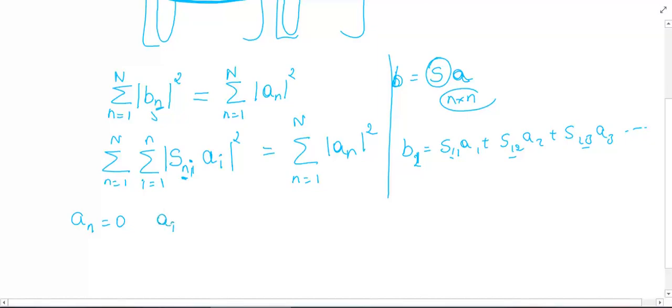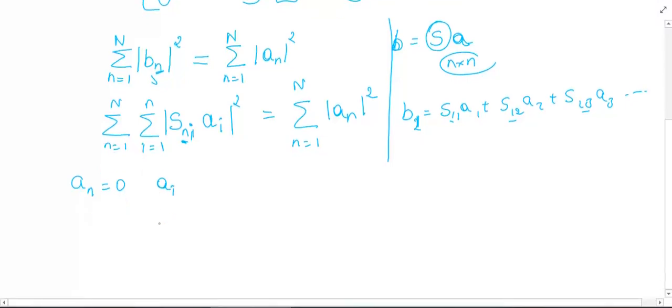Everywhere else my AN will be equal to 0, because whenever you consider a port as matched, you won't get any reflected wave from that particular port. When you won't get the reflected wave from that port, you will get A equal to 0, but only at your source end your A is not equal to 0.